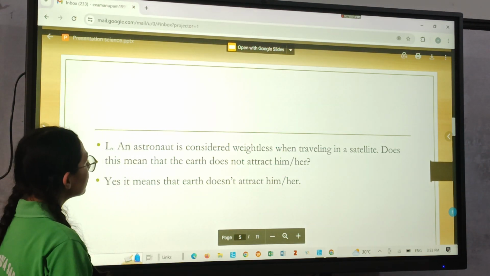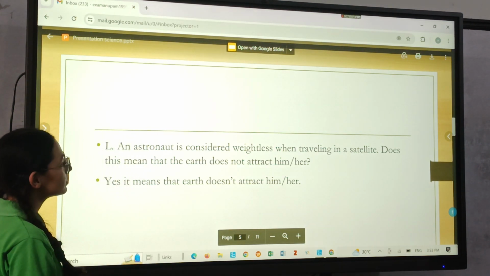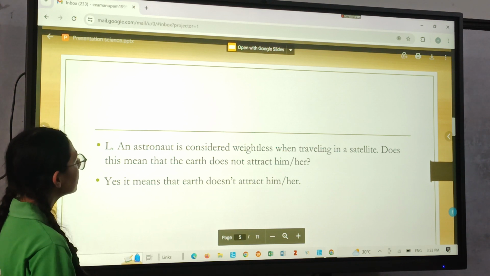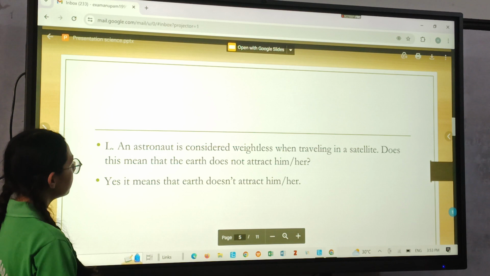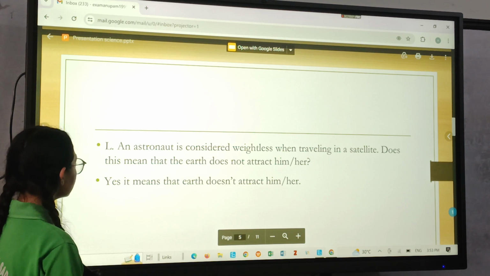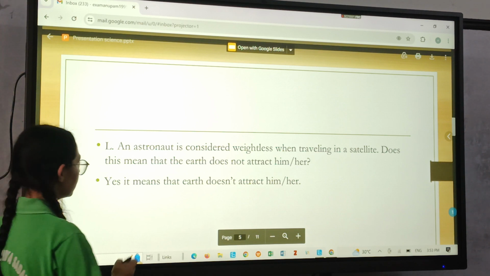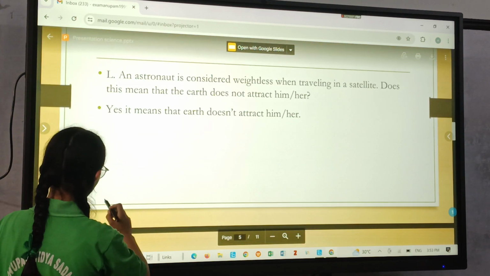An astronaut is considered weightless when traveling in a satellite. Does this mean that the Earth does not attract him or her? Yes, it means that Earth does not attract him or her. Yeah, okay, that's right. Weightless means not attracting, isn't it?